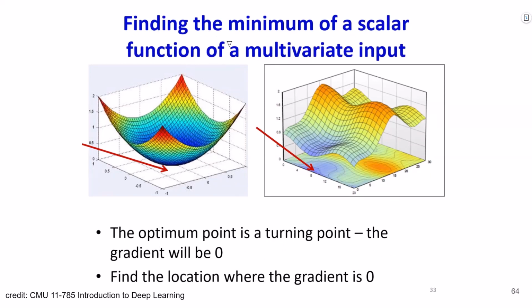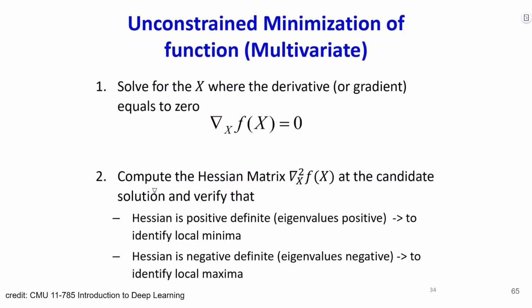And how do we find the minimum of a scalar function of a multivariate input? The optimum point is a turning point, meaning that the gradient is going to be 0. Therefore, we are going to take similar processes. We first find the location where the gradient is 0. So we are going to take the gradient of f and then find the positions where the gradient becomes 0.